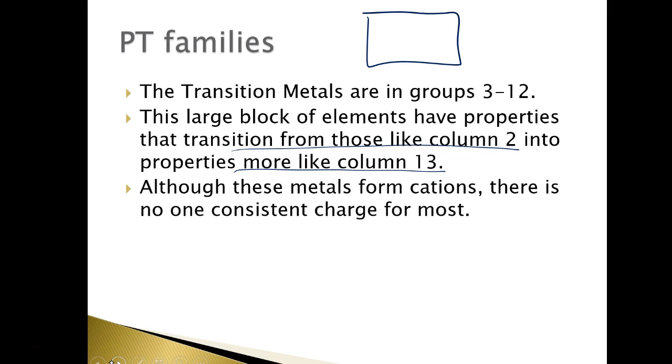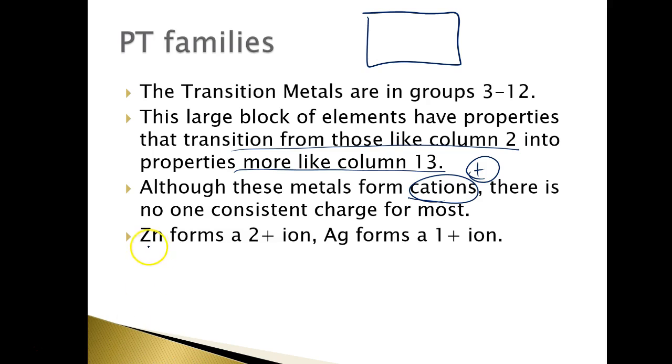Okay, they do form cations. That means they're always positive ions. They don't have one consistent charge, and that makes it difficult. Zn does form a positive 2 ion. Ag does form a positive 1.